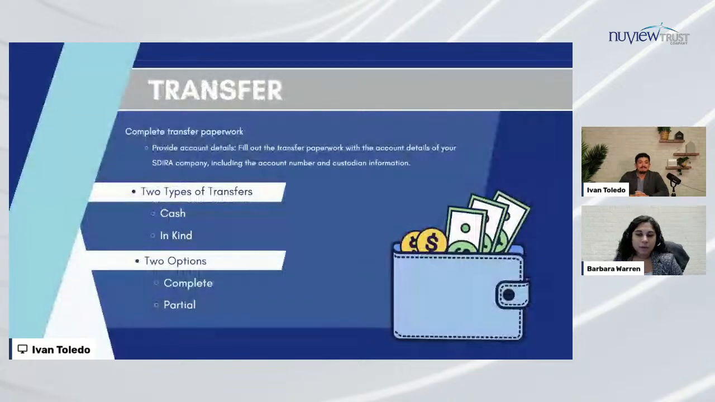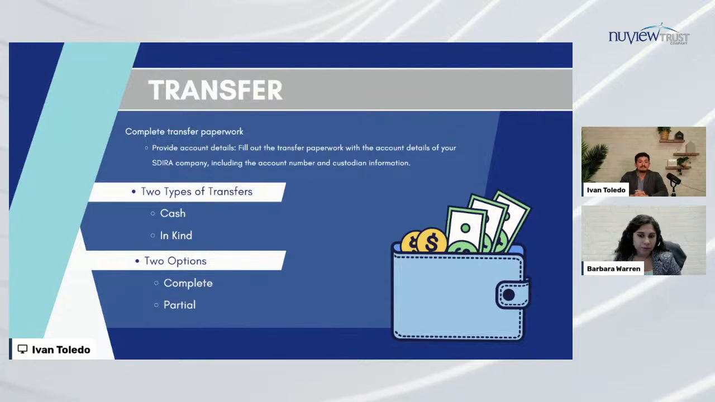So let's talk a little bit more about transfers. So a transfer is just movement between like accounts. So when you think of a transfer, you can think of IRA to IRA. And really what we need is our completed transfer paperwork, since we're going to be requesting the funds or assets from the sending custodian. We'll need information such as your personal information, the account type, what's coming over. All of that is going to be on the transfer form.